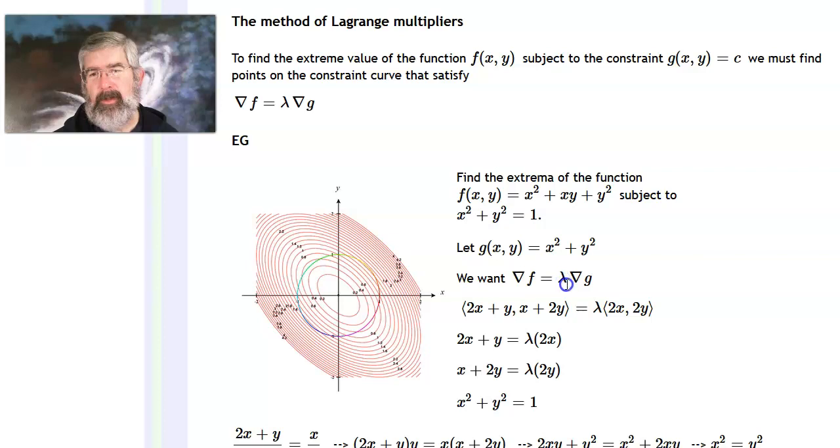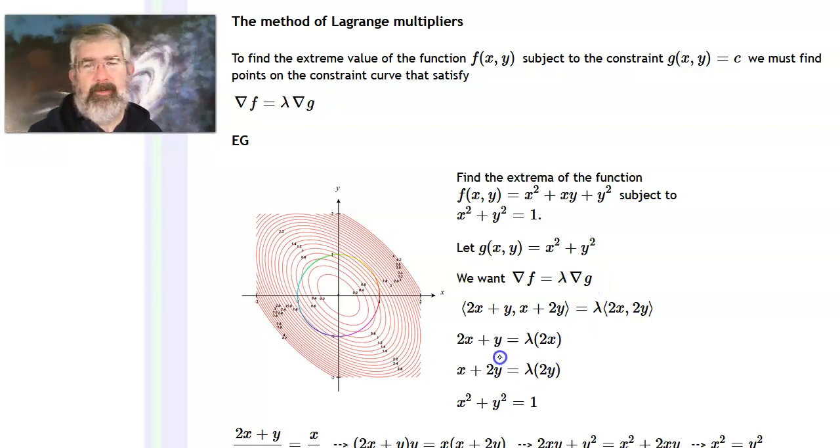And I need that equal to lambda times the gradient of g. Well, the gradient of g is also a vector, and that means the partial of this with respect to x, which is 2x, and the second component is the partial with respect to y, which is 2y. And so to say we have a vector equation here is to say that we have two real valued equations, because the x components have to be equal to each other and the y components have to be equal to each other. Those two equations are equivalent to saying that the gradient of f is lambda times the gradient of g.